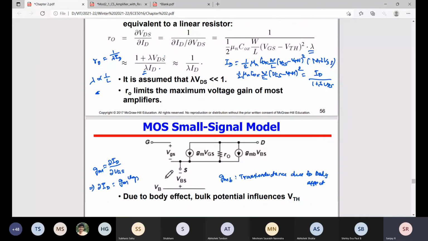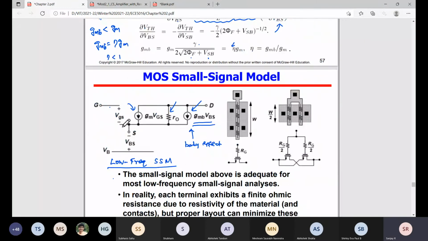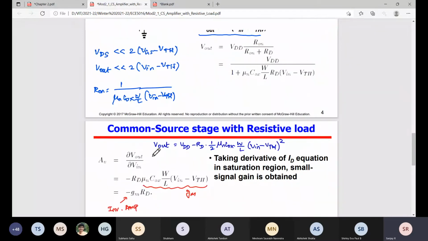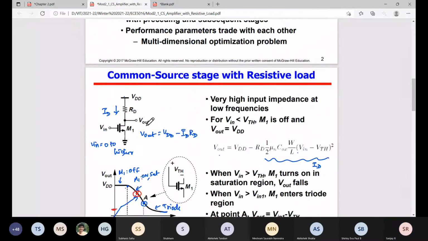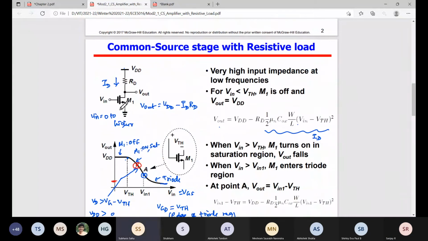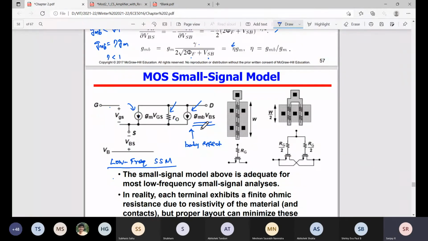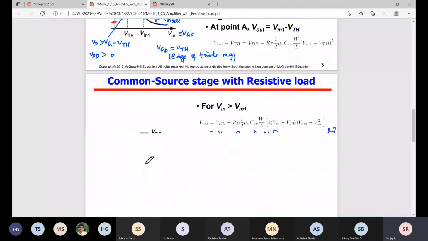You can see this is a low frequency model: gm VGS, r0, gmb VBS. In this circuit, is there any body effect? No, sir, because source and bulk are shorted. VSB is 0, so there is no body effect. So definitely this term won't be there. So only gm VGS and r0. So you can replace here.